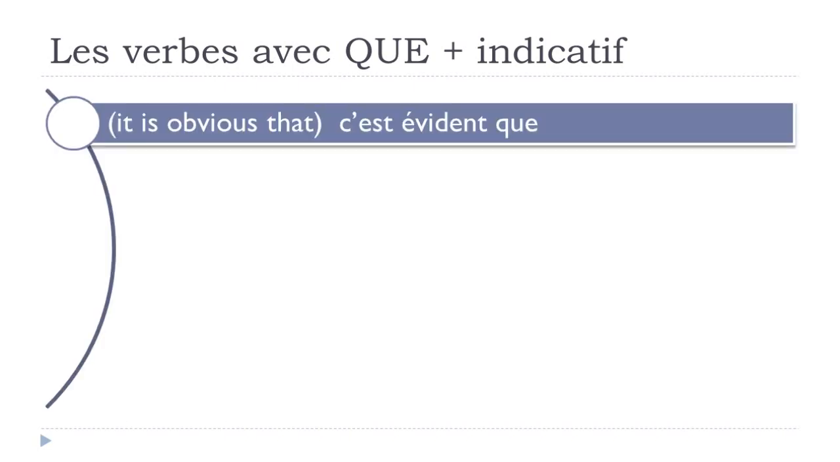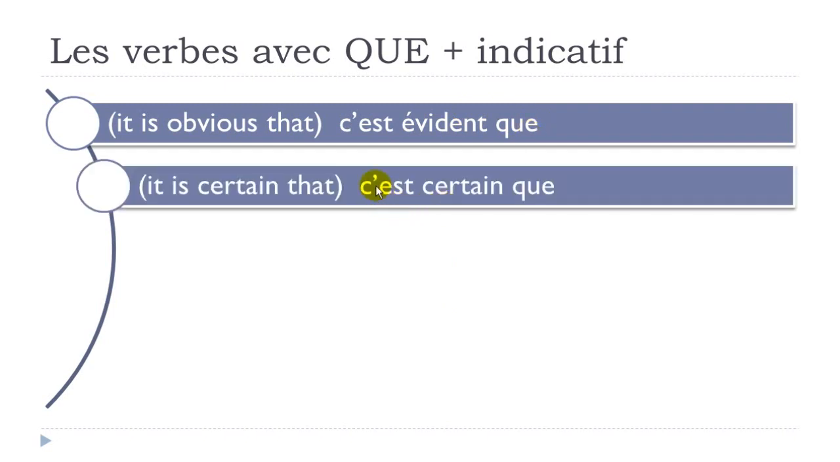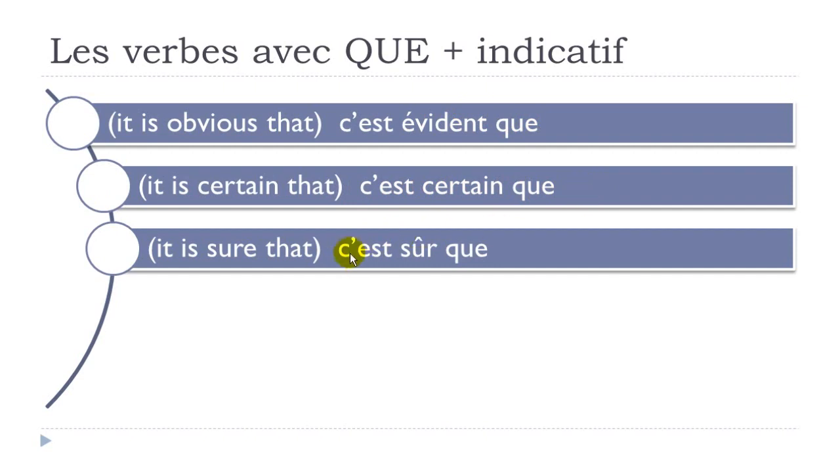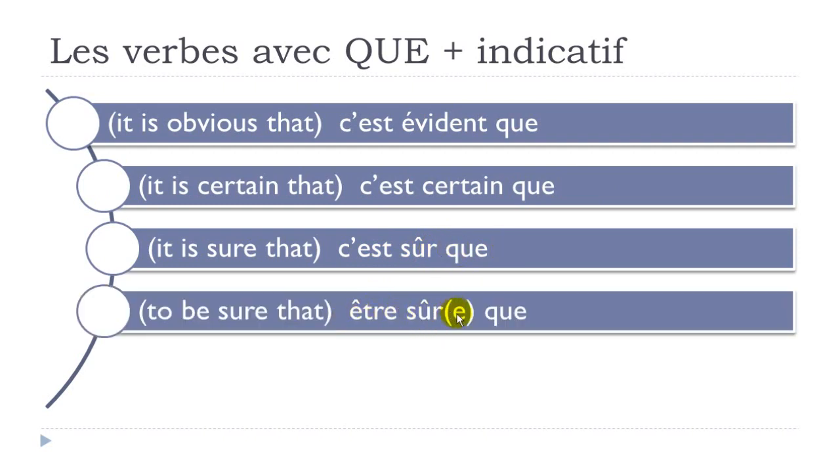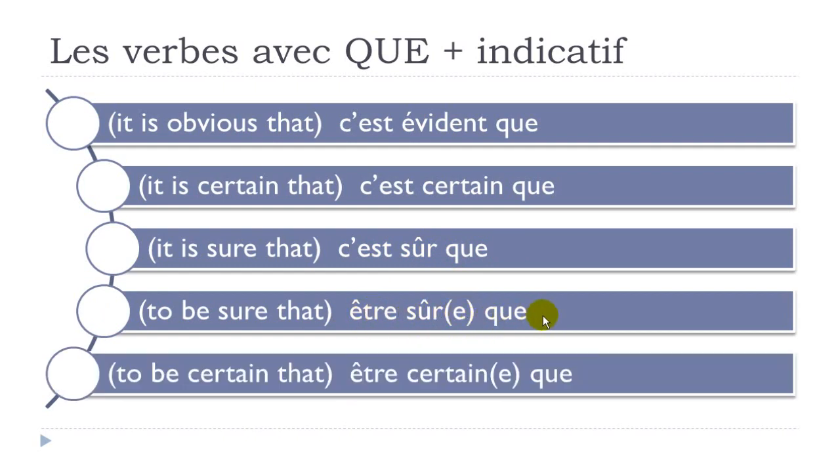Okay, so the first verb or structure would be c'est évident que. C'est certain que. C'est sûr que. Être sûr que. Être certain que.